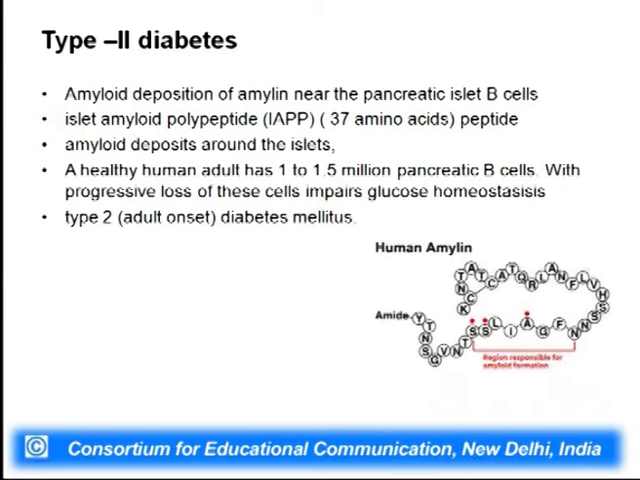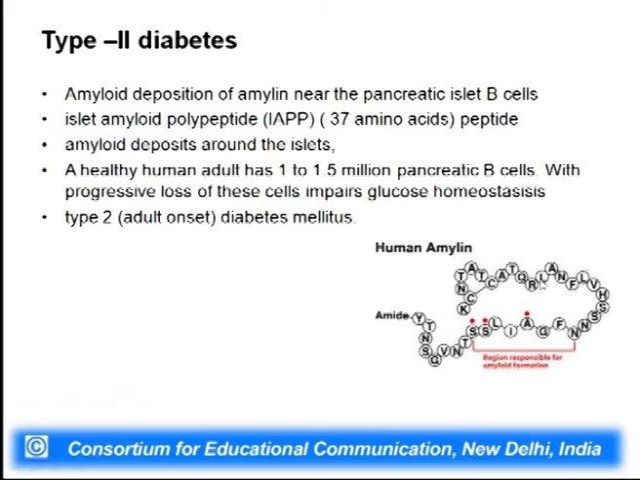Similarly, the case is of type 2 diabetes. As we were discussing, this is the case of adult onset diabetes. Here there is accumulation of a protein amylin, which is the islet amyloid polypeptide, IAPP, a 37 amino acid long peptide, and this peptide, once it is mutated or because of environmental changes, bad lifestyle, can cause aggregation around the islets of Langerhans in the pancreatic cells.